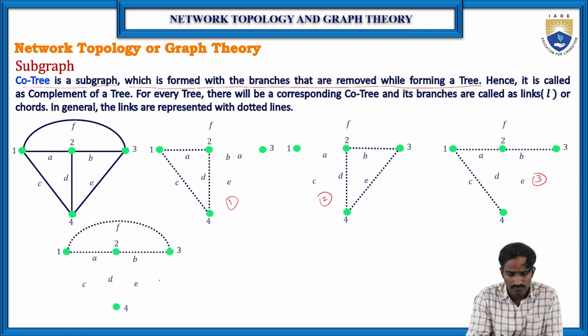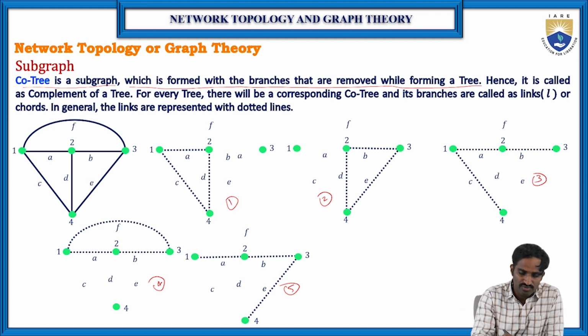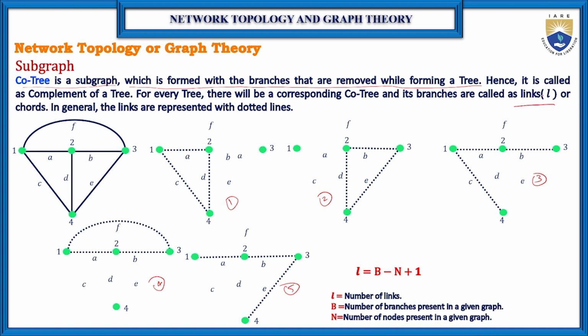Then this is the fourth one, and the last one is the fifth one. This is the core tree. In this core tree, how many branches are there? Three branches. The branches are called A, C, D, and these A, C, D are called links, or we can also call them chords.